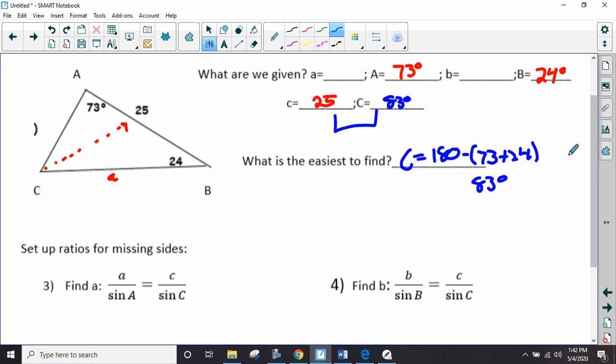Here's the deal, and this is how it applies outside real life. You're going to be given a situation where you've got to solve a problem, and you have to think about what's given and what's the easiest thing you can do first. That's why we said, what's the easiest thing to find? The easiest thing to find was this other angle, C. That applies to everything in life.